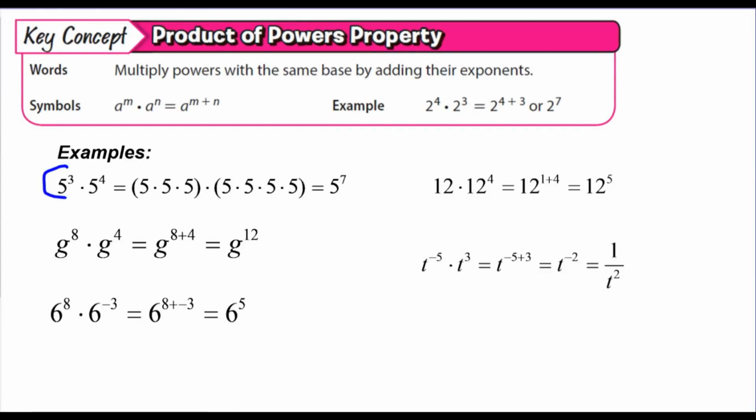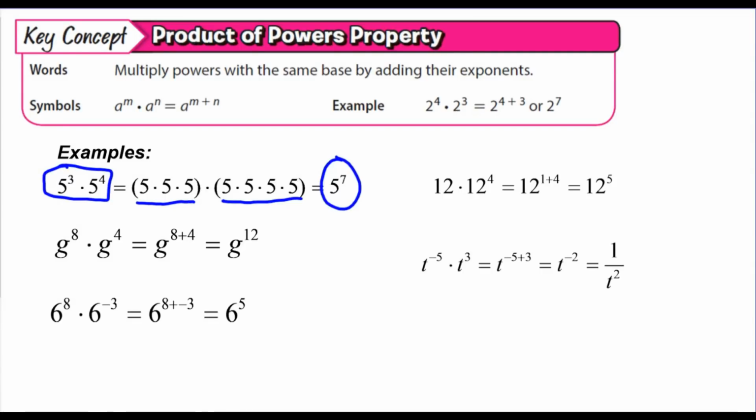If we look at 5 to the 3rd power times 5 to the 4th power, we expand this into what it actually means. 5 to the 3rd power is 5 times 5 times 5. And I'm multiplying that by 5 times 5 times 5 times 5, or 5 to the 4th power. Well, the associative property says I can just remove these parentheses and write it as 5 times 5 times 5 times 5 times 5 times 5 times 5. Well, that's just 7 5s that I'm multiplying together. So I can just write that as 5 to the 7th power, which is 3 plus 4.